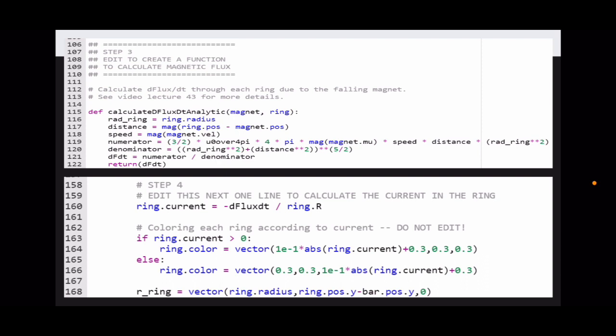In step 4, we're going to use that code, the change in flux, to calculate the current that is induced in the aluminum foil. Since as the magnet falls, the change in flux induces an EMF in the coil around it, and the EMF creates a current. So by dividing the change of flux by the resistance in the foil, we get the ring current starting in step 4.